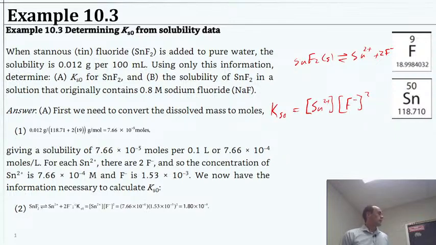For each tin, there are 2 fluorides. We talked about that. So we can find those 2 concentrations, plug them into our equation for K, and get a value there of 1.8 times 10 to the minus 9th for the solubility product. So that's part A, and we can go ahead and highlight that as the answer.